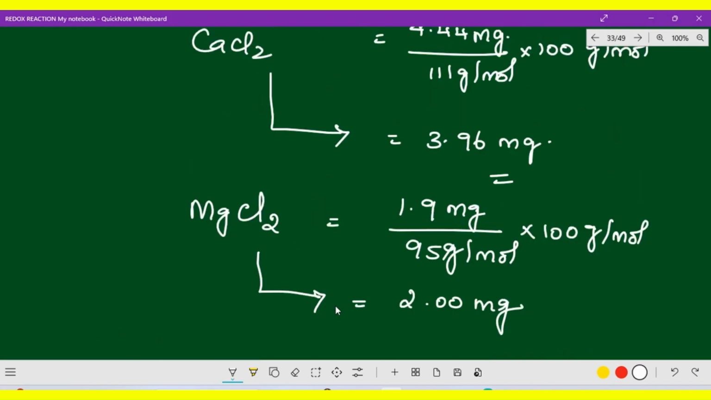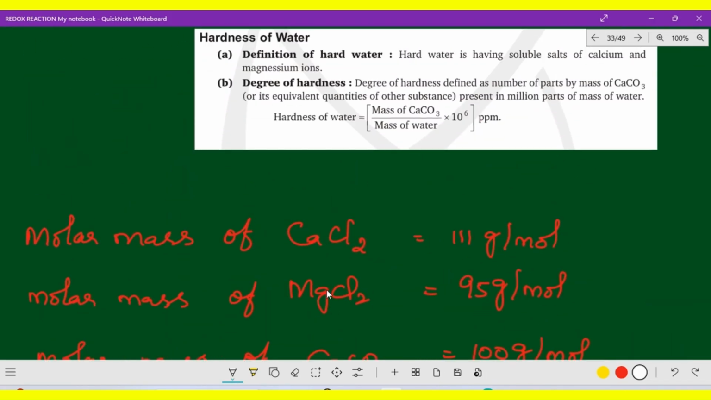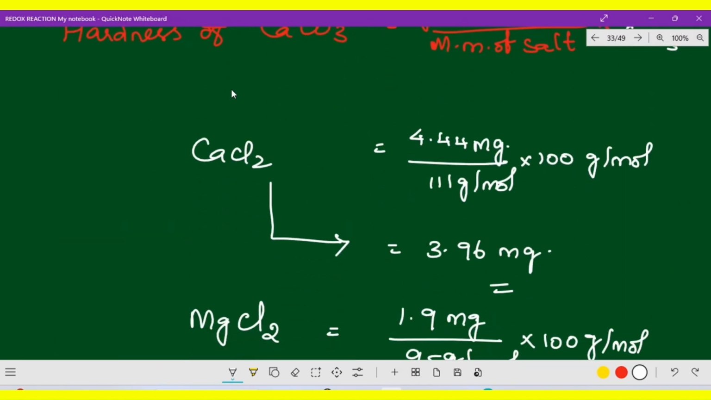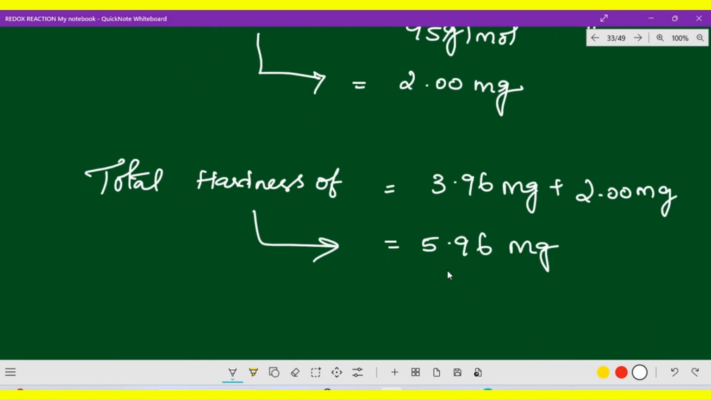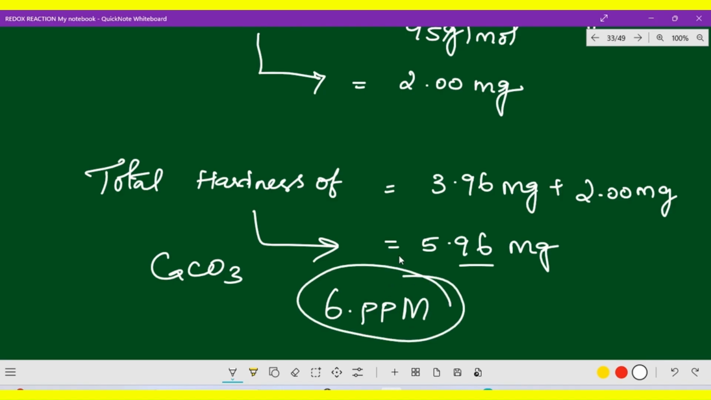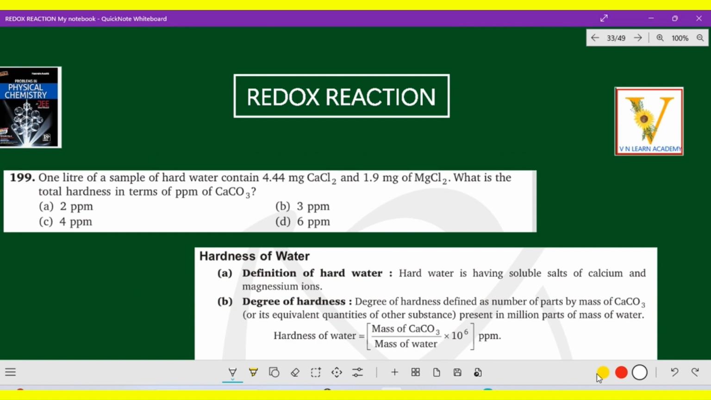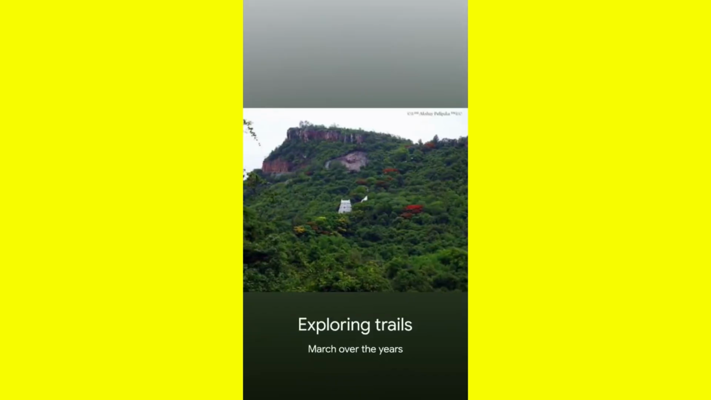So what is the answer? Total hardness of calcium carbonate in ppm: you will be getting around 5.96, milligram per liter being ppm only. So approximately it is 6 ppm. What is the answer? Option D, 6 ppm. Okay, come on, let's go to the next question.